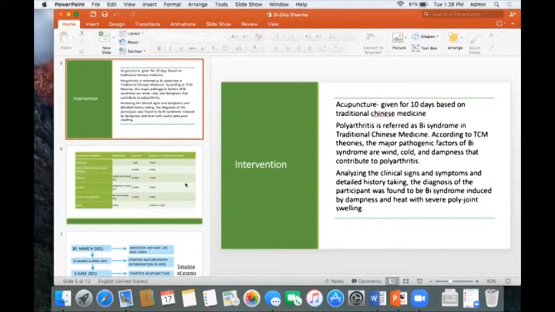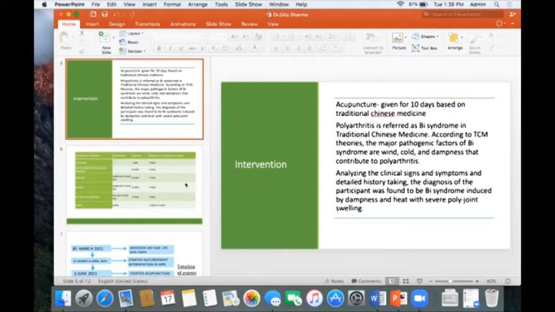So acupuncture was given for 10 days and 30 minutes daily. The needles were punctured in particular points, and point selection was based on TCM, traditional Chinese medicine. And here in TCM, they refer to polyarthritis as BI syndrome. The major pathogenic factors behind this BI syndrome were wind, cold, and dampness, which contribute mainly to polyarthritis.